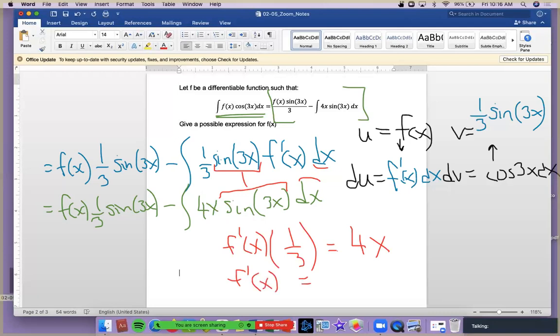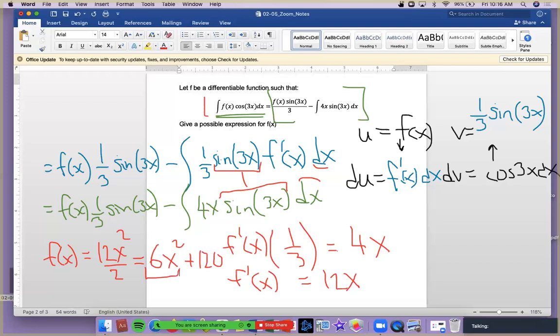Well, f prime of x is equal to 12x. A possible value of f of x is, let's integrate both sides, 12x squared over 2, or 6x squared. And that is a possible value. It could also be 6x squared plus 1. It could be 6x squared plus 12. It could be 6x squared plus 120. That's the whole deal with the plus c thing. But the bottom line is that is how I would approach answering that particular topic question.